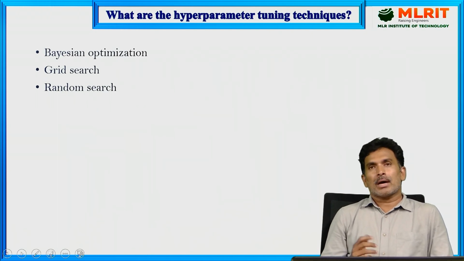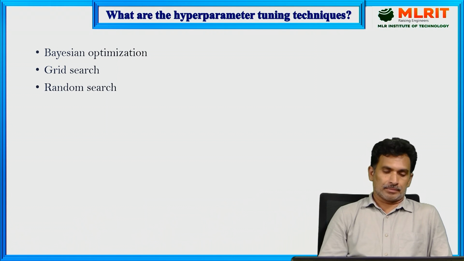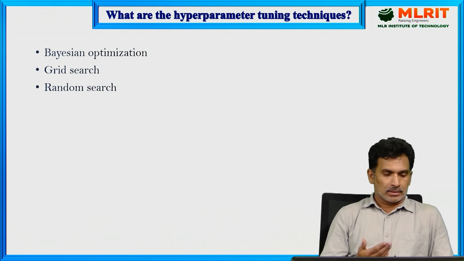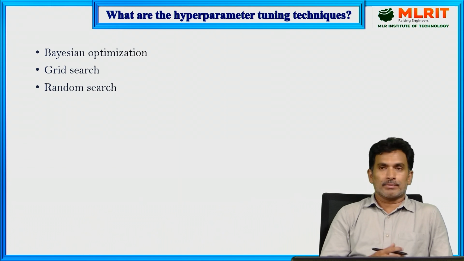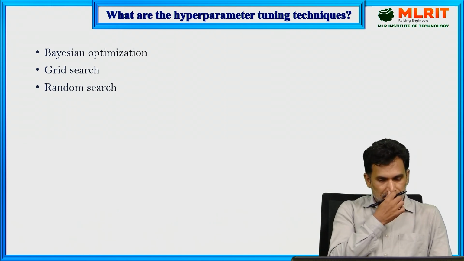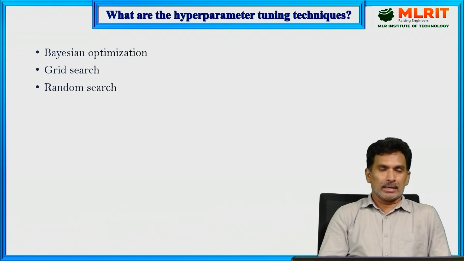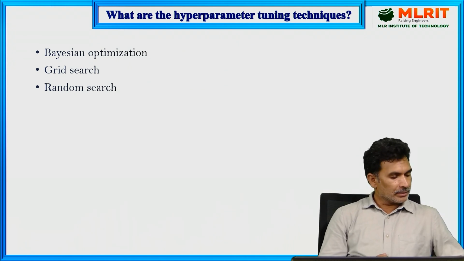Next, what are the hyperparameter tuning techniques? There are numerous hyperparameter tuning techniques, but the most popular and most frequently used are Bayesian optimization, grid search, and random search. Let us see them one by one.